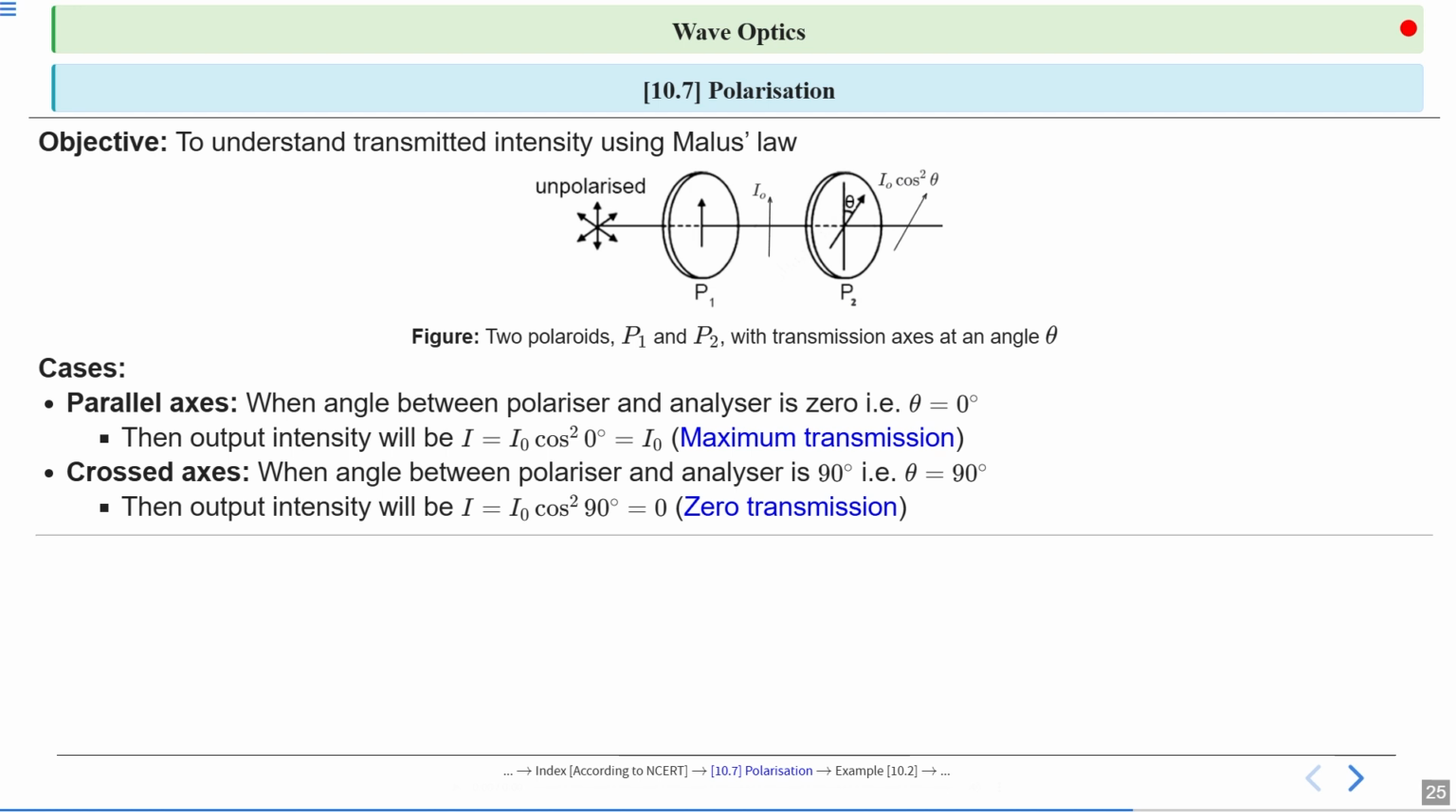We have discussed the cases that in one position there is complete darkness. That is the position when the transmission axes of both the Polaroids are at 90 degrees. When we rotate the analyzer through 90 degrees from this complete darkness position, the intensity is maximum. That is the case when the axes become parallel. When the transmission axes of both analyzer and polarizer are parallel, the maximum transmission of light occurs.